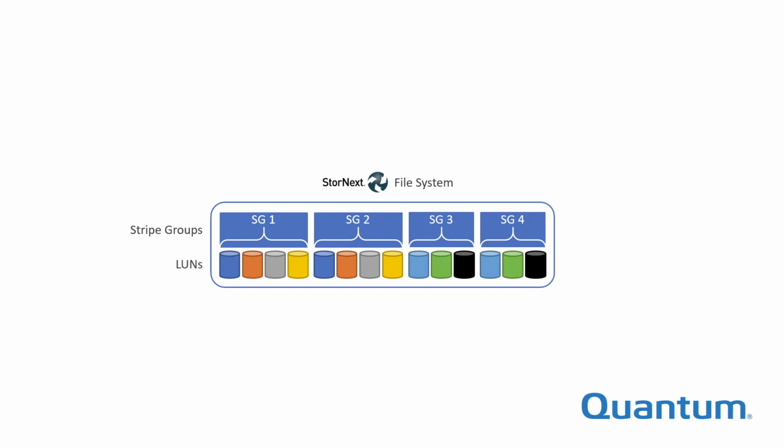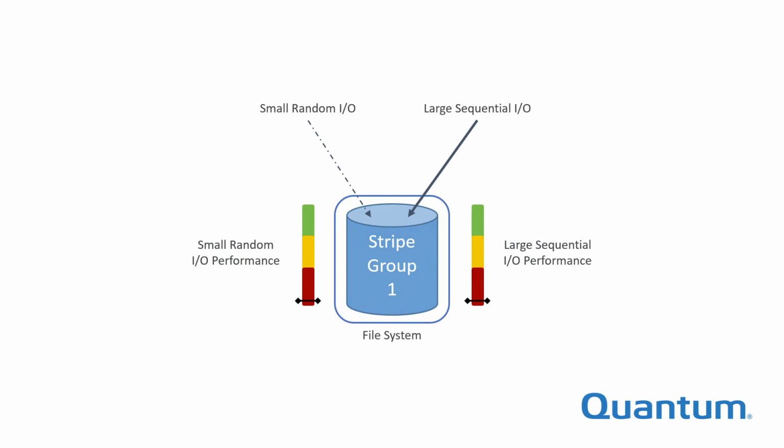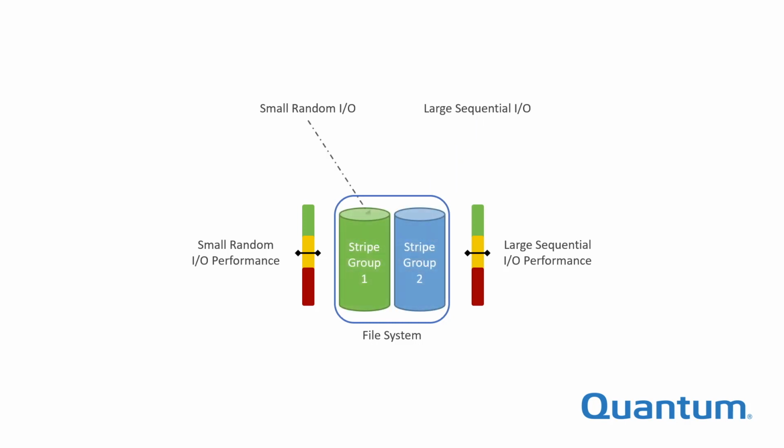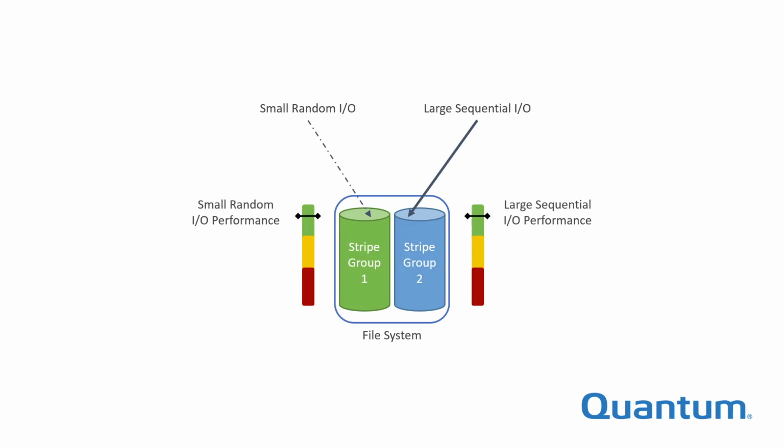The power of stripe groups is their ability to separate data with different characteristics onto storage specifically tuned for that data and the way it's accessed, all within a single file system. For example, if you mix small random I/O with large sequential I/O on the same storage, performance for both will suffer. It's not possible to optimize the same storage for both workloads. Using stripe groups, you can optimize some storage for each workload, maximizing performance without having to manage data across multiple file systems.